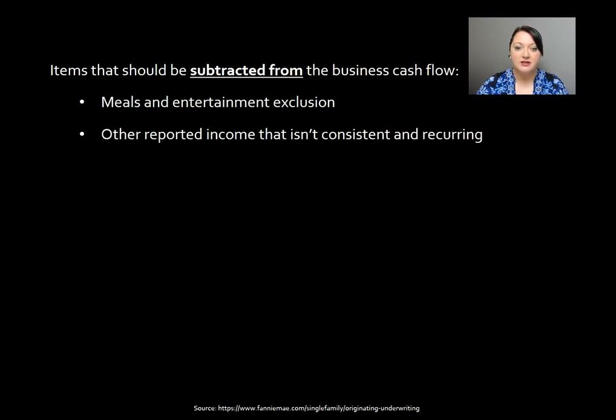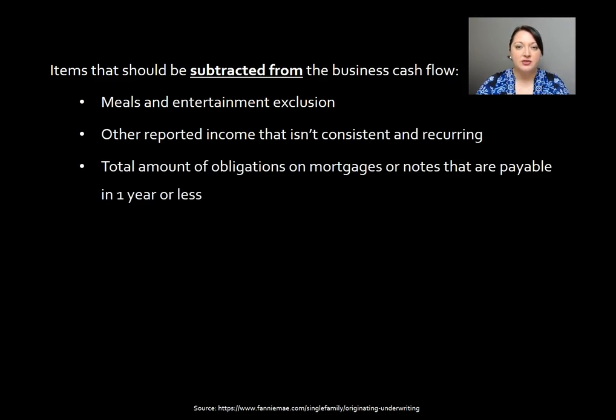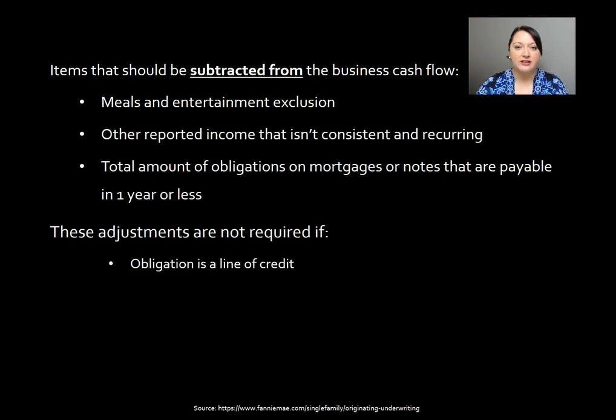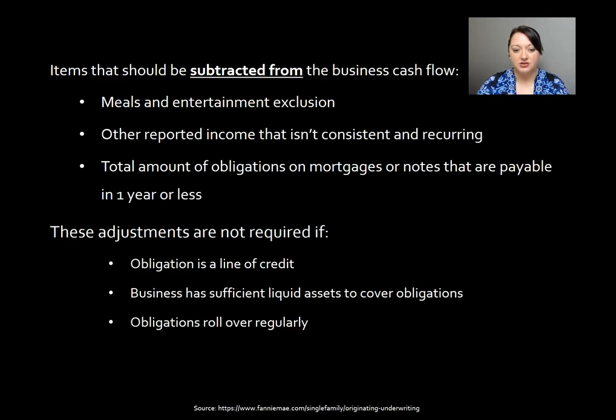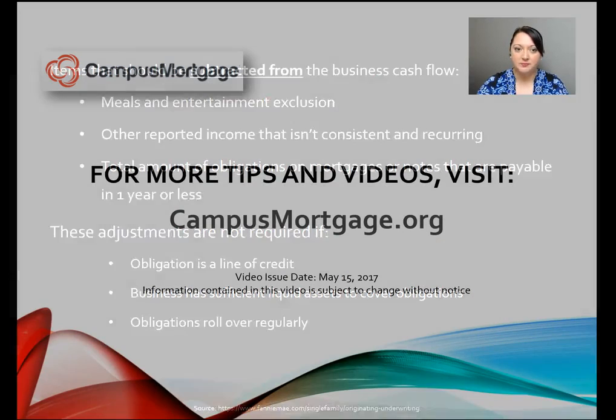Now, items that should be subtracted from the cash flow analysis include meals and entertainment, other reported income that is not consistent and recurring, and the total amount of obligations on mortgages or notes that are payable in 1 year or less. Now, these adjustments would not be required if the obligation is a line of credit or if the business has sufficient liquid assets to cover the obligations, or if the obligations roll over regularly.